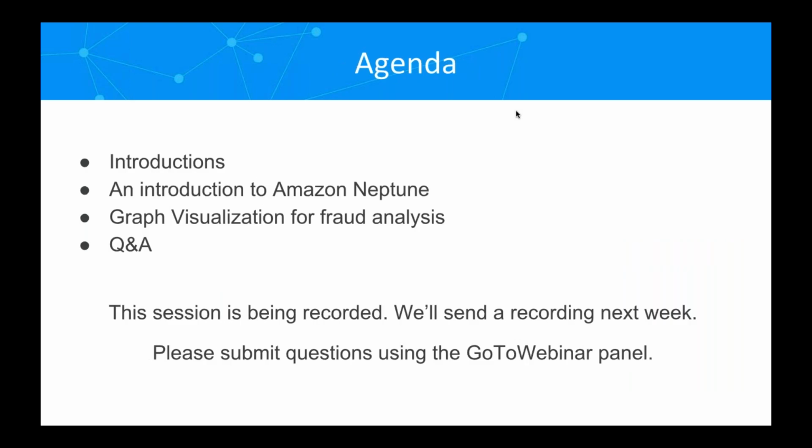By way of agenda, the plan is we're going to start with Brad. He's going to give us an introduction to graph databases in general and Amazon Neptune in particular. And then Christian is going to move on to a case study for how to visualize graph data in Neptune, specifically for fraud analysis. And we'll then move on to the Q&A. So we expect about 45 minutes of presentations and demonstrations today, followed by the Q&A.